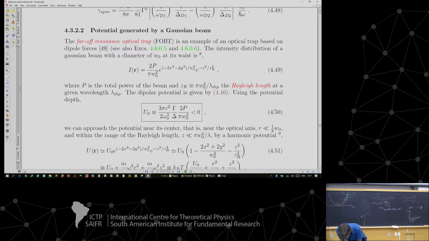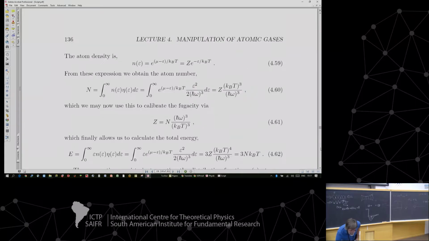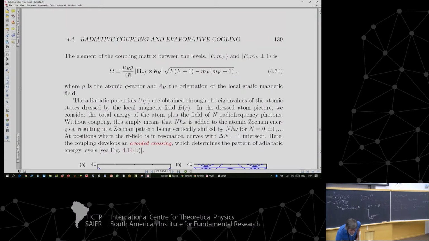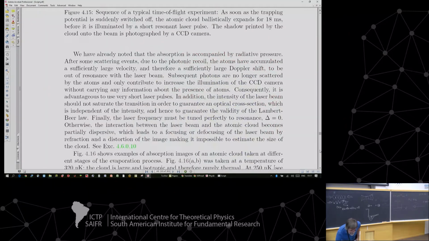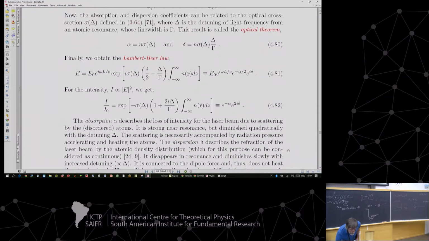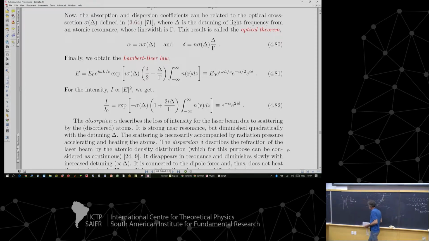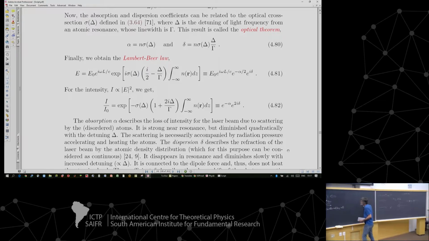So at the end of this lecture, I wanted to give you an idea of how we measure these cold gases. Basically, in order to gather information from the atomic cloud or the Bose-Einstein condensate, you have to take pictures of it. But how do you do this?